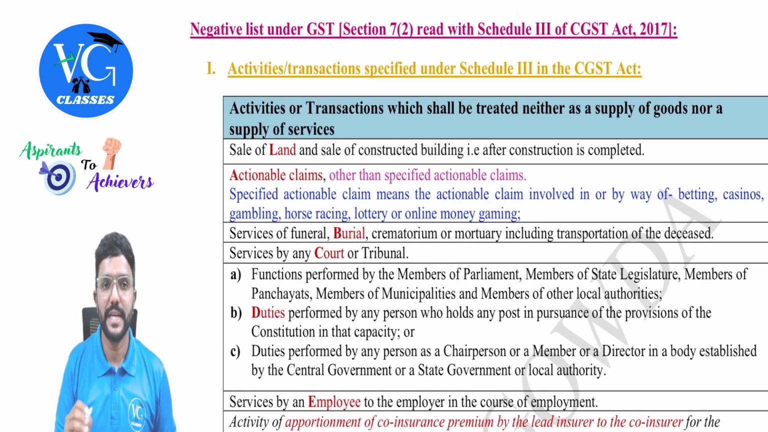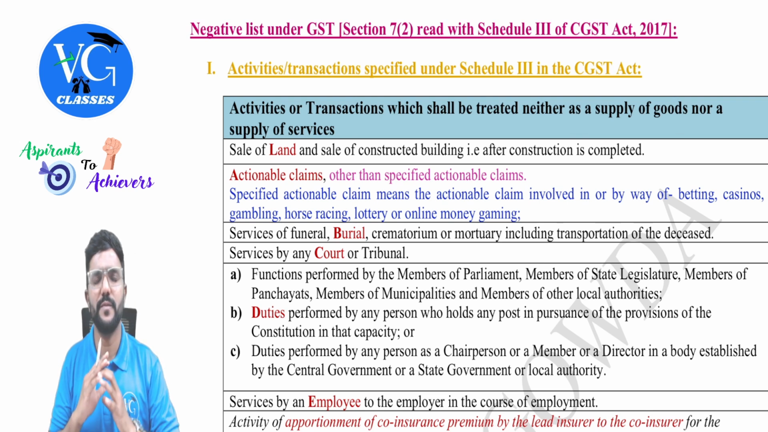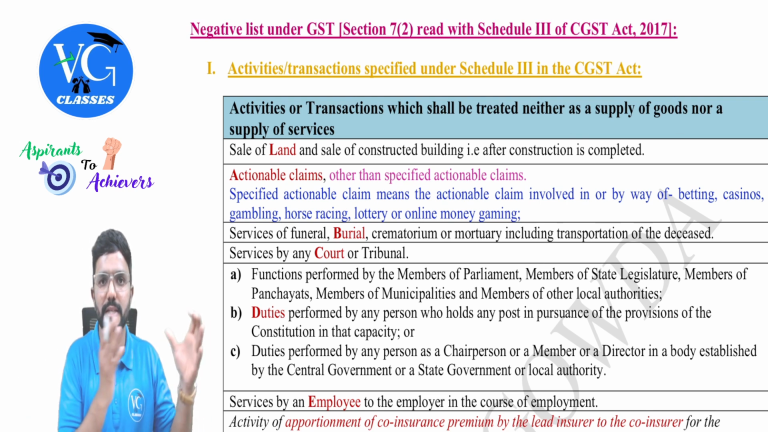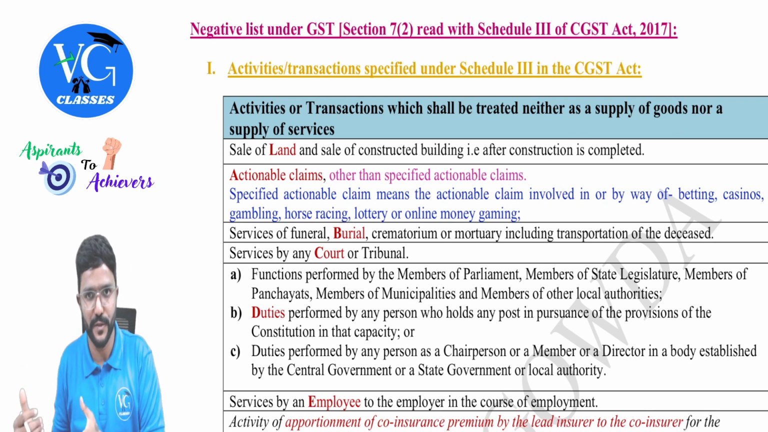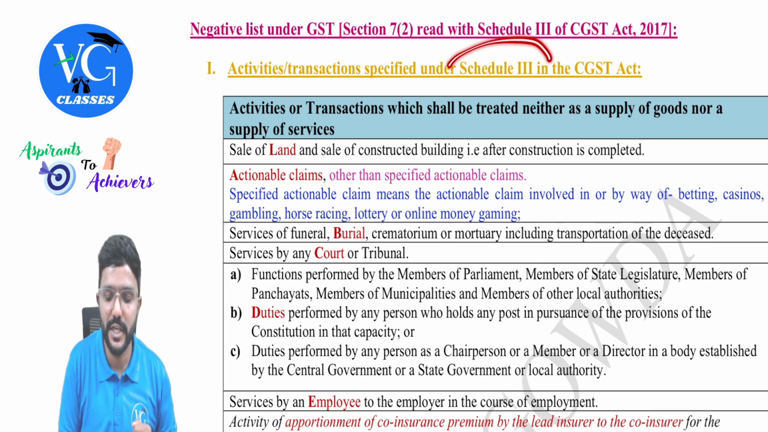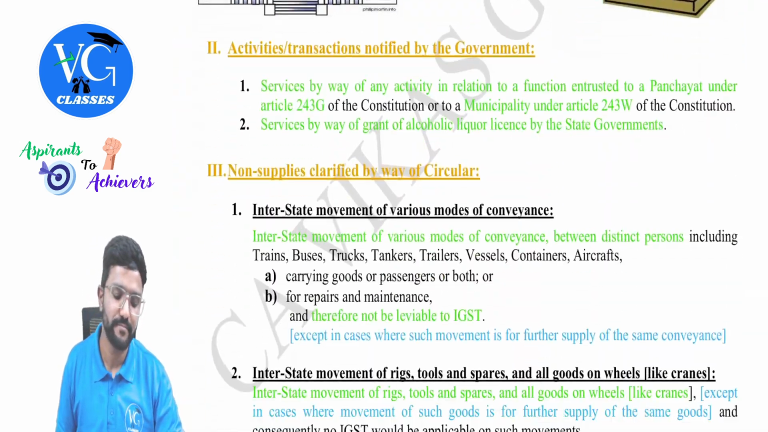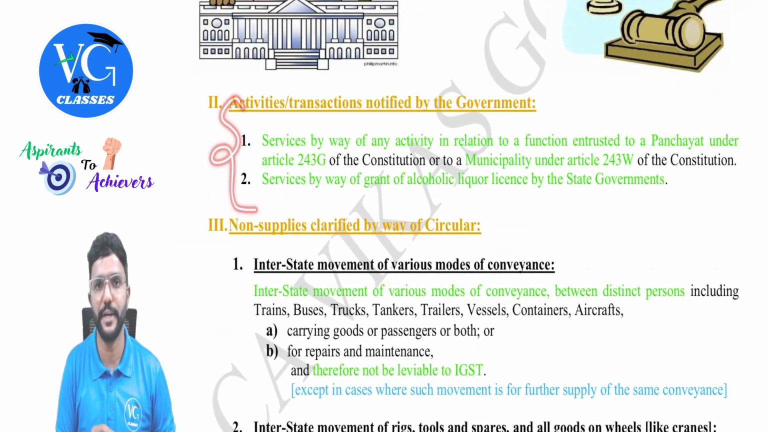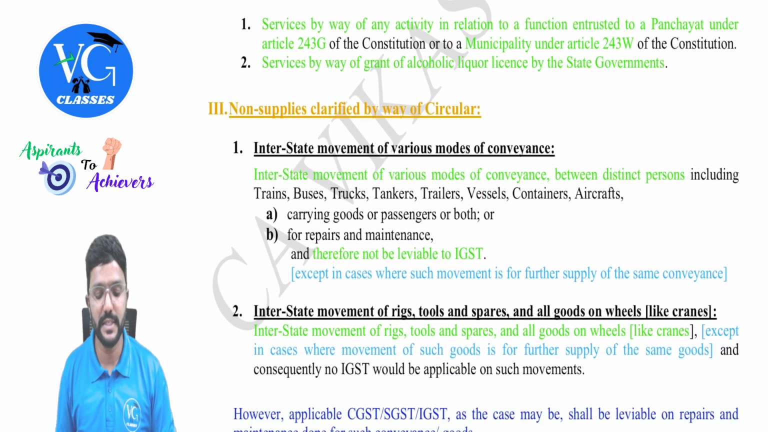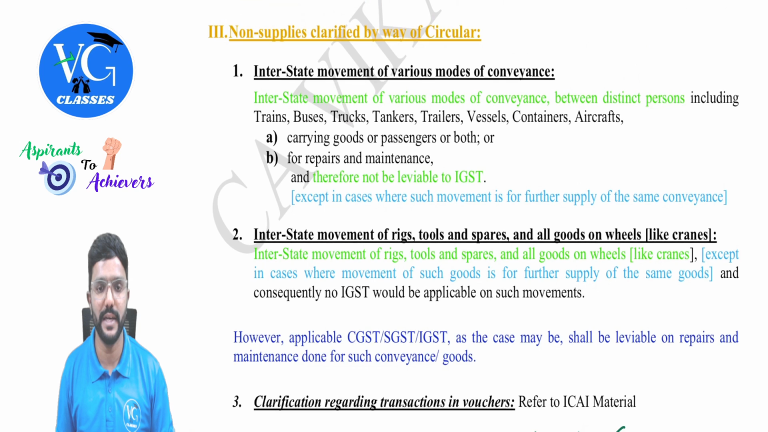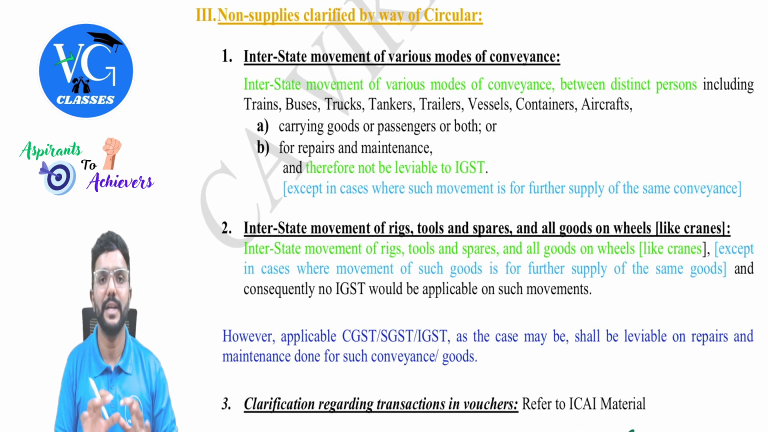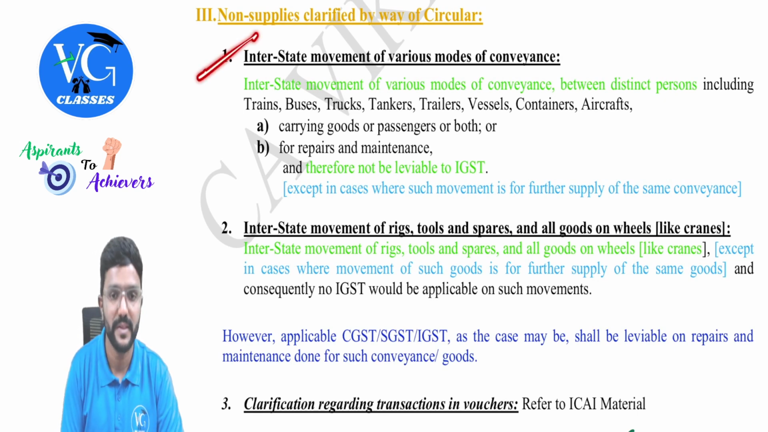Yes. So section 7 subsection 2 covers various activities which are neither the supply of goods nor the supply of services. One list is given in Schedule 3 which we already learned in detail. One more is given here. This is also as per section 7.2. Then there is a clarification given through a circular telling the following is also neither the supply of goods nor the supply of services. Which are those? We will see one by one.